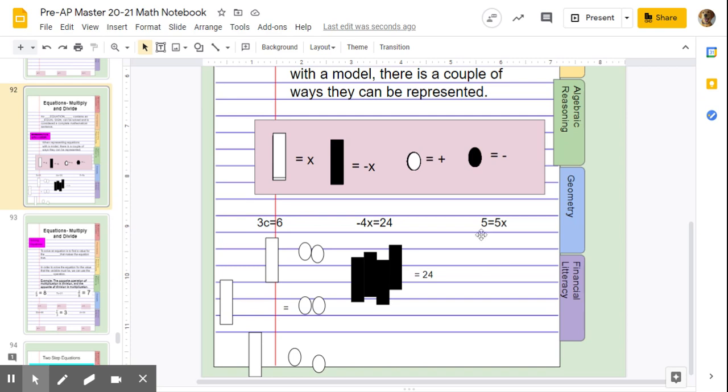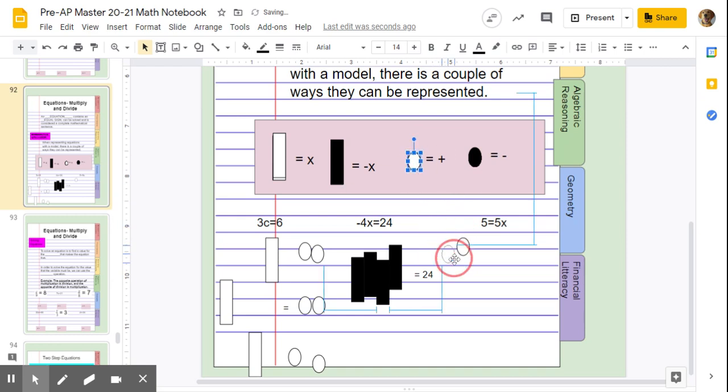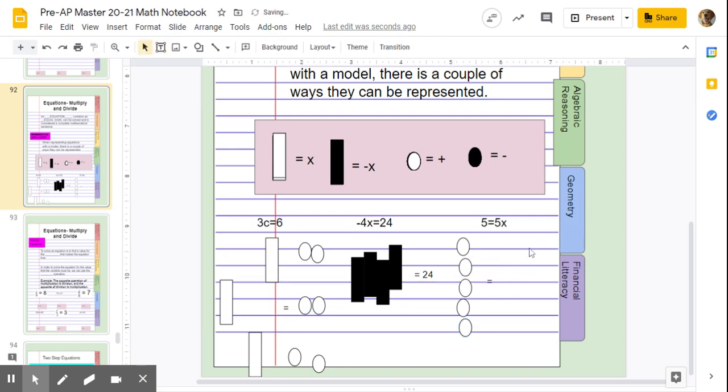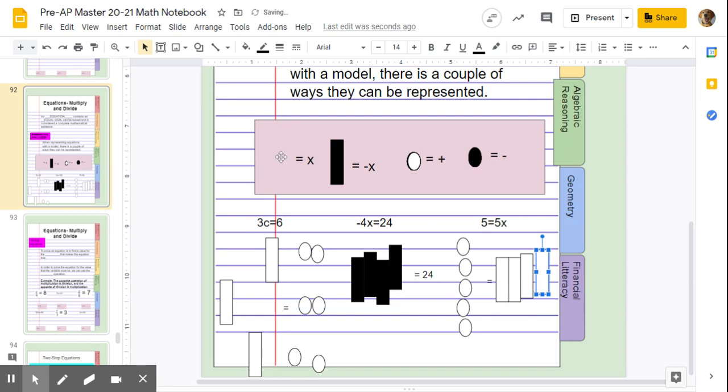Okay. The next one, we have positive 5. So we're going to put positive 5 on the left. 1, 2, 3, 4, 5. And positive 5 is equal to, so I put our equal sign, and it's equal to 5 x's. So 5 positive x's. So 1, 2, 3, 4, and we need one more. Copy paste, 5. Okay, so we have 5 x's there.